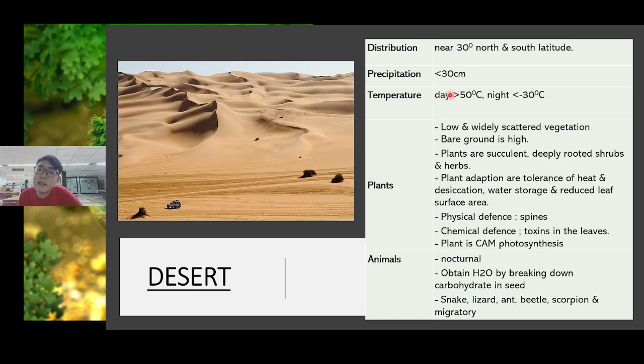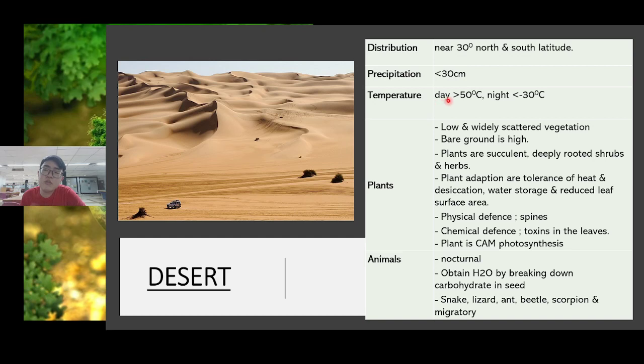Okay, so the precipitation, the rate of raining, is very low, less than 30 cm per year. So desert is very dry with no water because the precipitation is very low. Normally it will rain only a few days, but if it rains, it will continue several days. But if it does not rain, it will not rain at all.